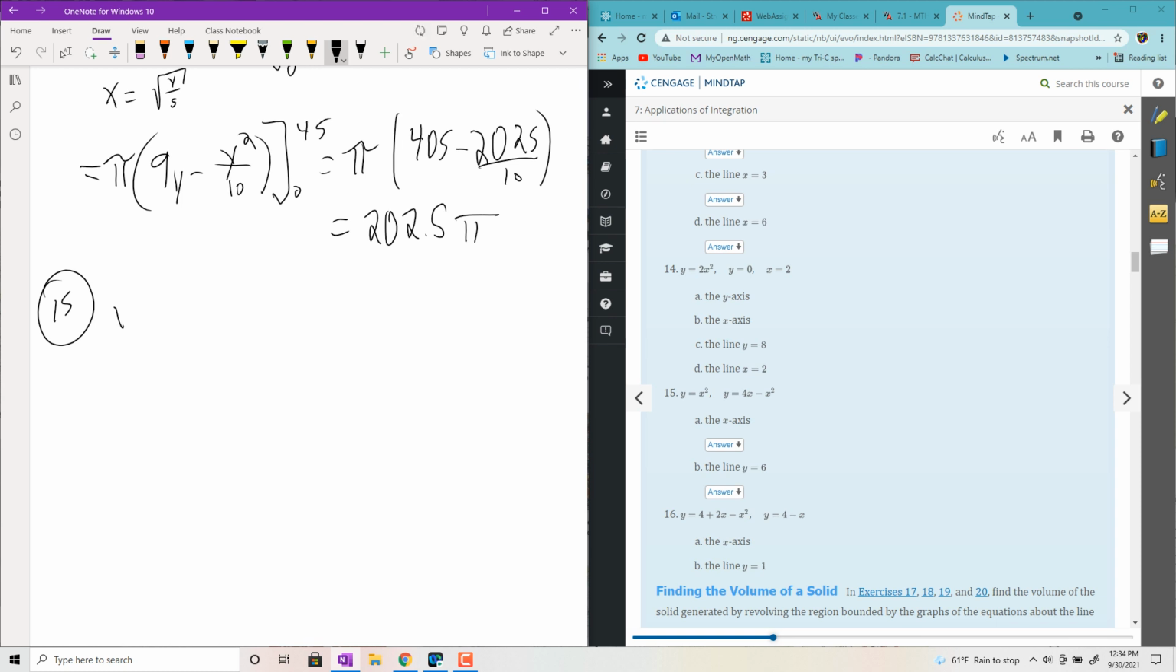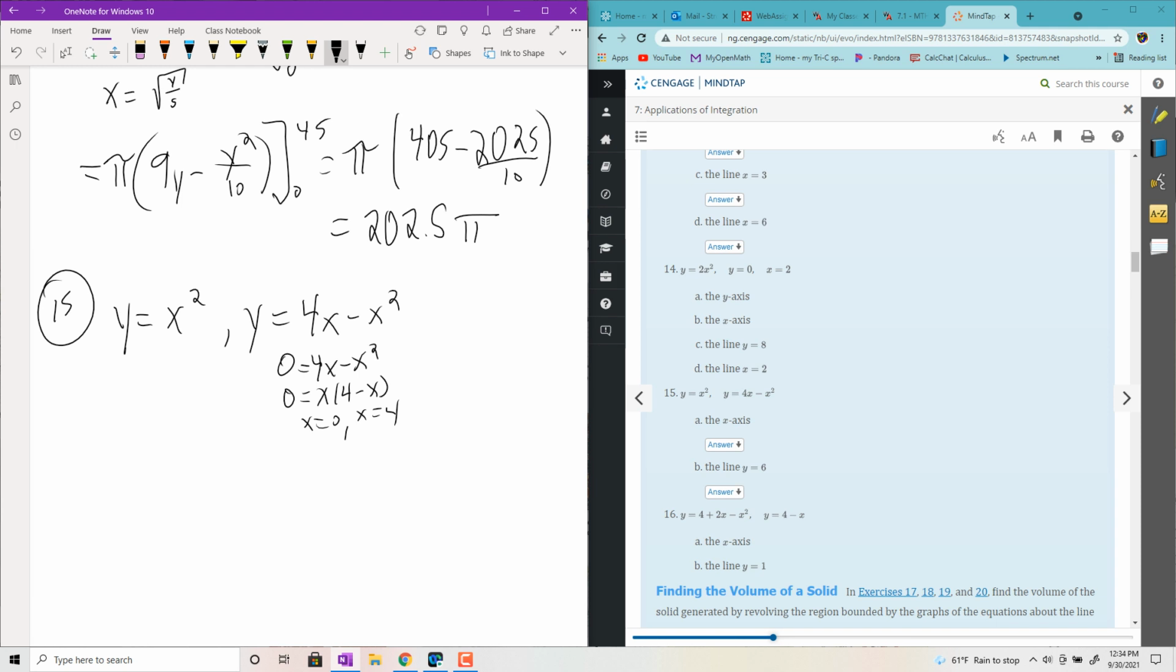This is going to be another washer, but anyways, y equals x squared, and then y equals 4x minus x squared. So first got to graph the thing. This function on the right, I can find its x-intercepts by factoring a little bit. So 0 equals x times 4 minus x. So x is 0, and then x is 4.